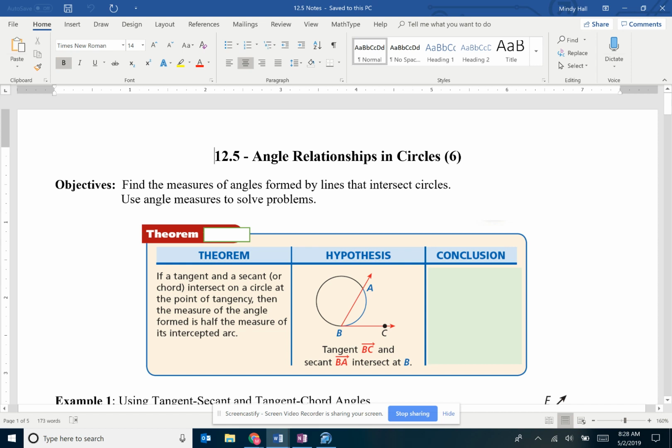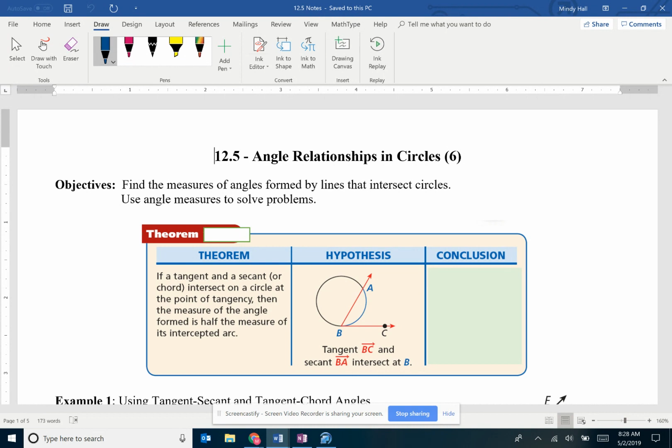So we are going to talk about different angle relationships in circles. And we're going to be adding a couple more from what you already know, and then we're going to be doing a quick recap at the end. So the first theorem is 12-5-1, if you want the number.